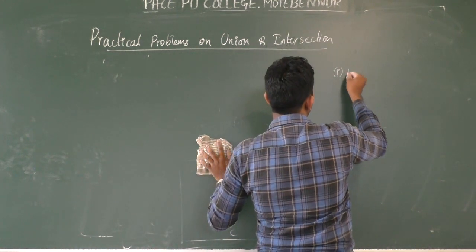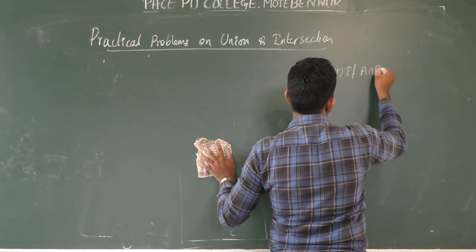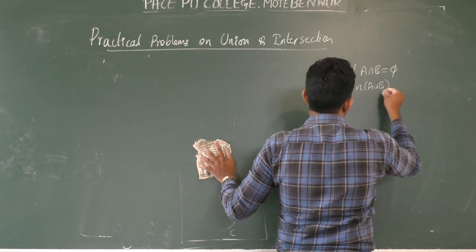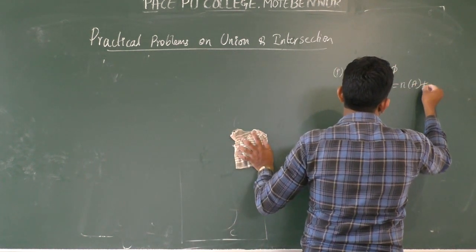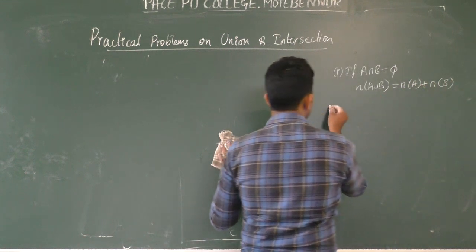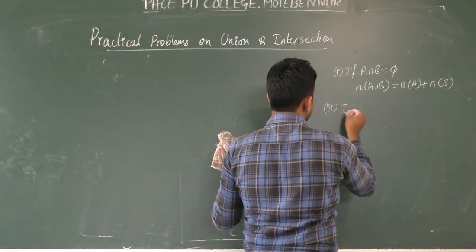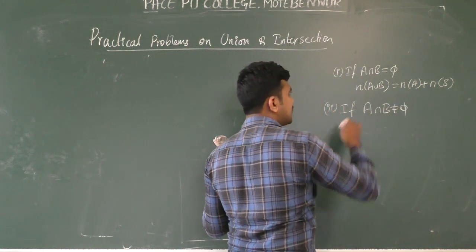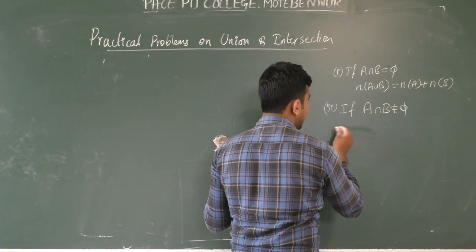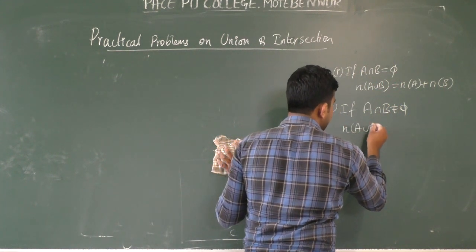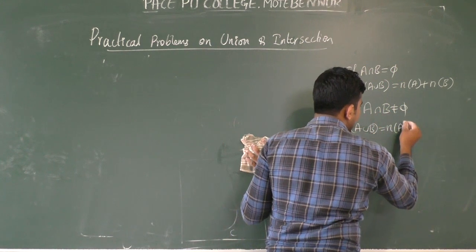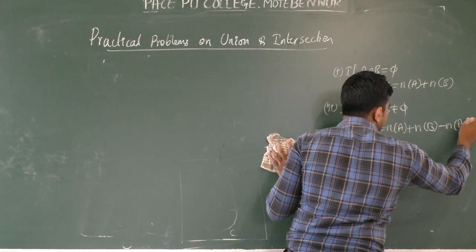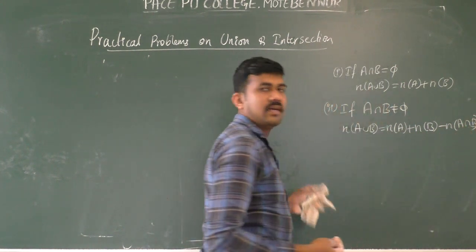The first formula I said: if A intersection B is empty, then n of A union B is equal to n of A plus n of B. This is the first formula. What is the second formula? If A intersection B is non-empty, that is, it is not disjoint, in this case n of A union B is equal to n of A plus n of B minus n of A intersection B. Use this formula to solve problems.